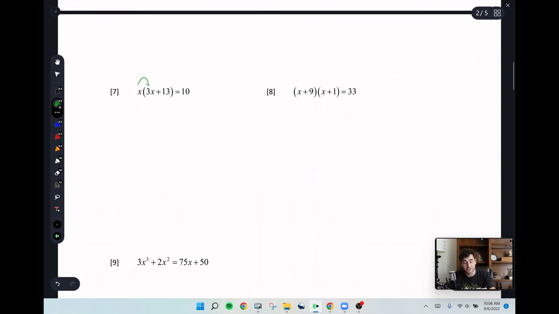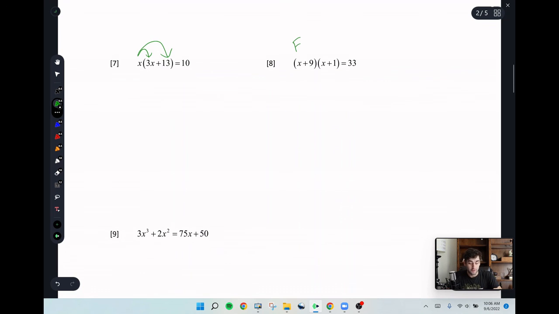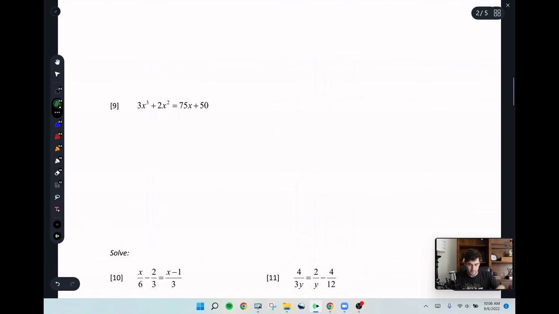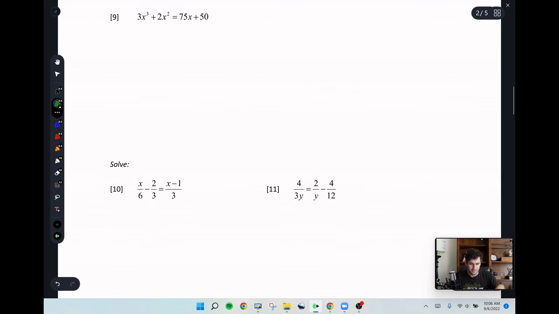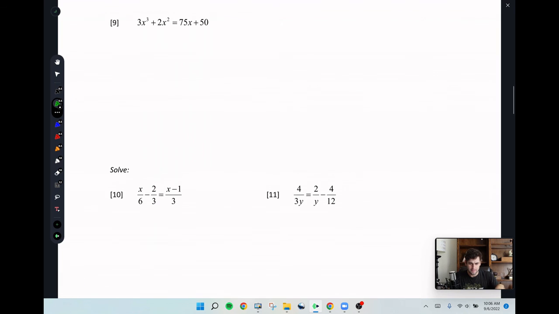We need to do some distribution here before working. Just a little note: I need to do some FOIL here. If you don't remember how to FOIL, come to office hours. We'll be happy to help. Looks like we got a factoring by grouping. And yeah, no.